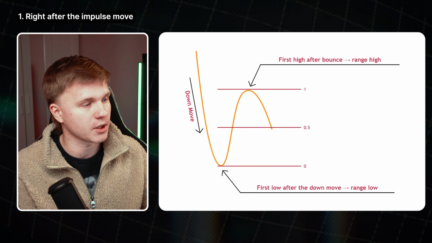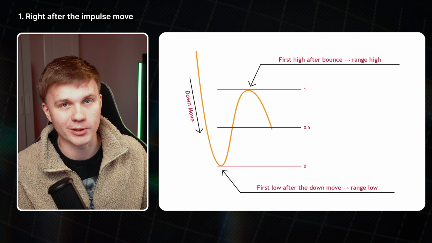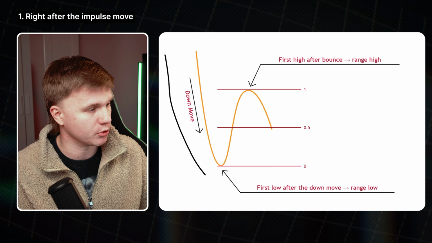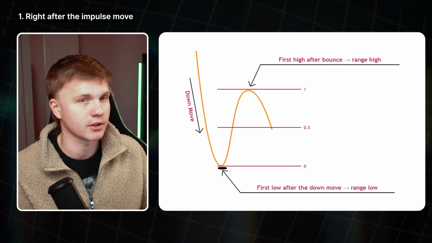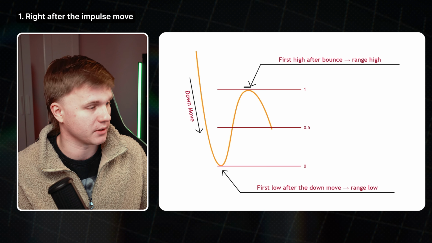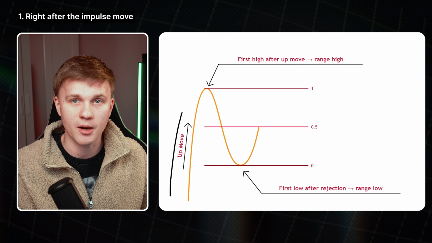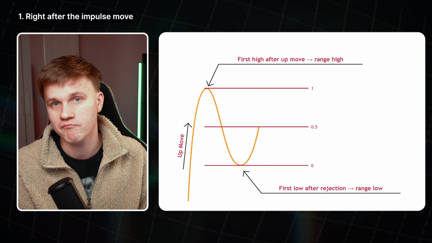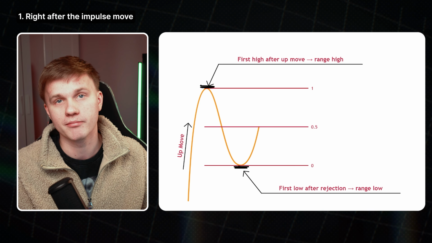Let's break it down. The first scenario is when a range appears right after an impulsive move. This setup is straightforward. After a sharp move down, the lowest point before a bounce becomes the range low, and the highest point after the bounce is the range high. The same principle applies to an upward impulse. After a strong move up, the first high is the range high, and the first low following a rejection becomes the range low. Simple as that.